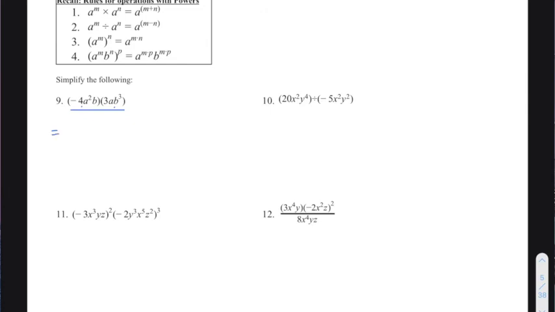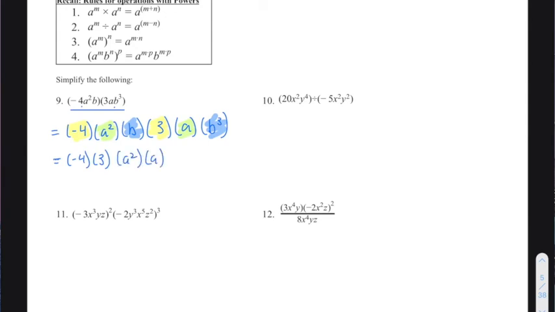So basically what I can do is think about this as multiplying all of these things together. And with multiplication, I can rearrange this however my heart desires. So I'm going to put these 2 together, these 2 together, and finally these 2 together. So what does that look like? Well, I have negative 4 times 3. I have a squared times a. I have b times b cubed. And guys, on a test, in your notes or in your homework, I would never do these steps.